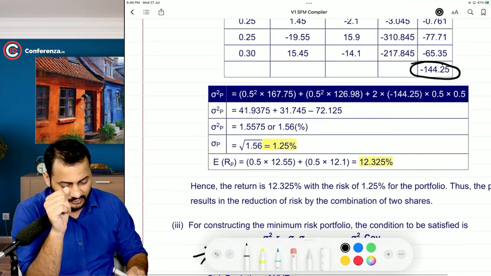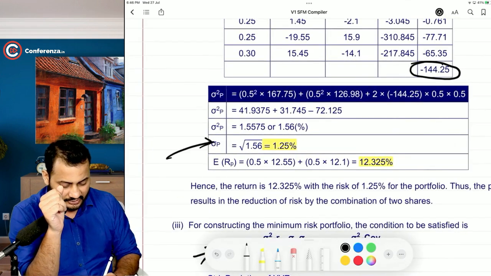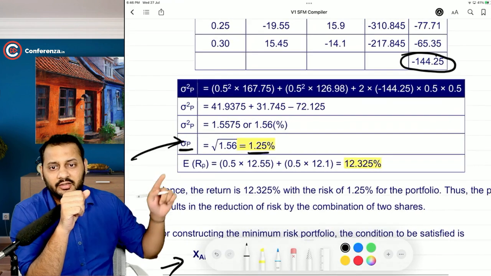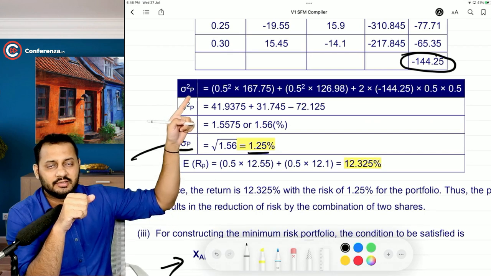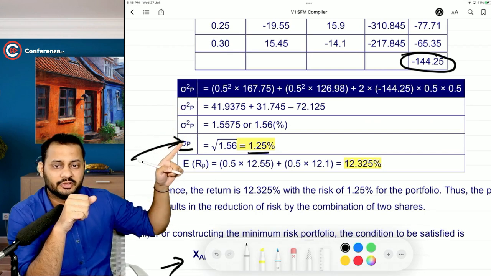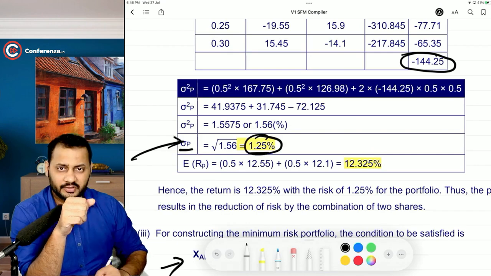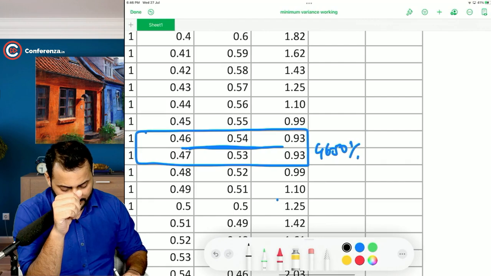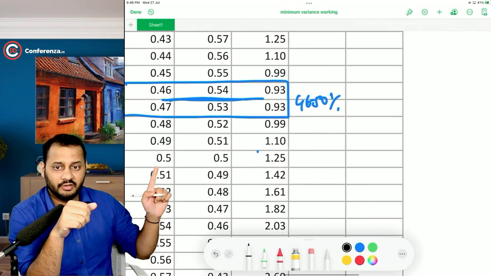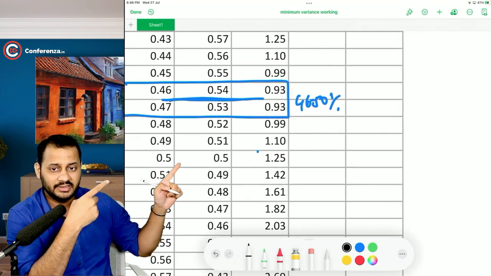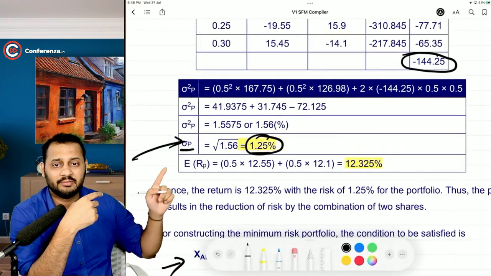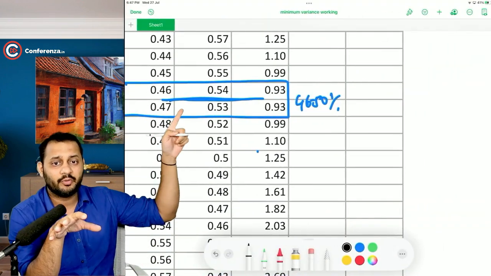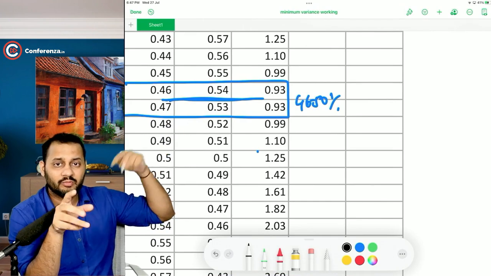Now, first of all, the second part's answer was the standard deviation of the portfolio as 1.25%. You can clearly see that if we put 50% and 50% and calculate the portfolio standard deviation, it comes to 1.25%. Let's have a look at the Excel sheet. If you keep 50 and 50 as percentages, the answer comes to 1.25, and that was the same answer coming from the formula. So yes, sir, it is possible to derive this 0.93 also from a formula.